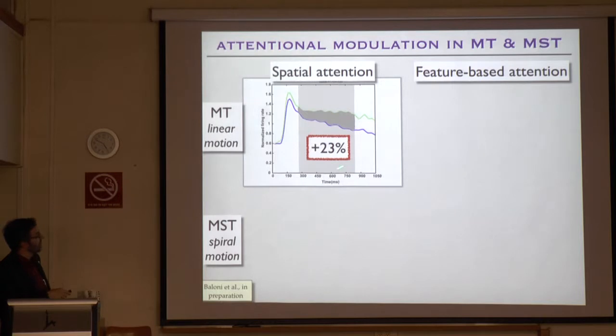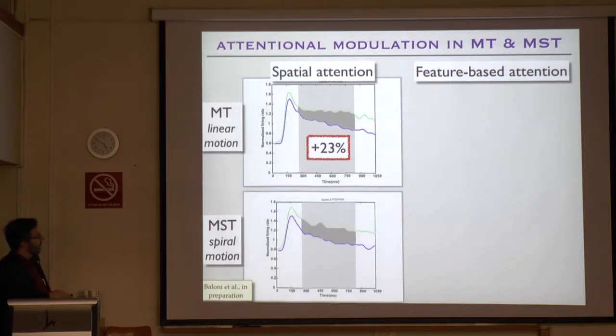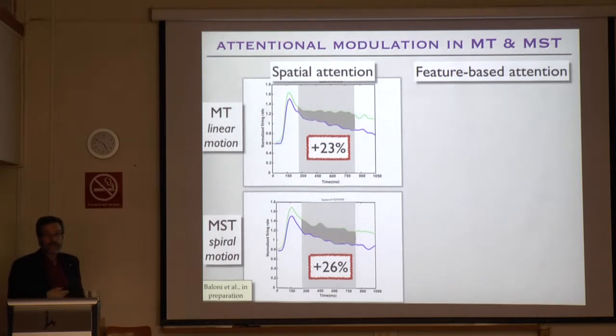Spatial attention modulates responses to linear motion in MT, and this is the new data. It does the same thing in MST. And the magnitude, and we were really surprised about this, the magnitude is actually almost the same. So we didn't see the expected increase in effects of attention as we move along the hierarchy. It's a small step, so maybe that's part of the reason.